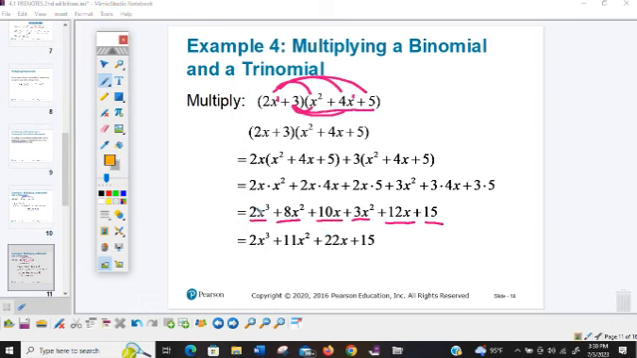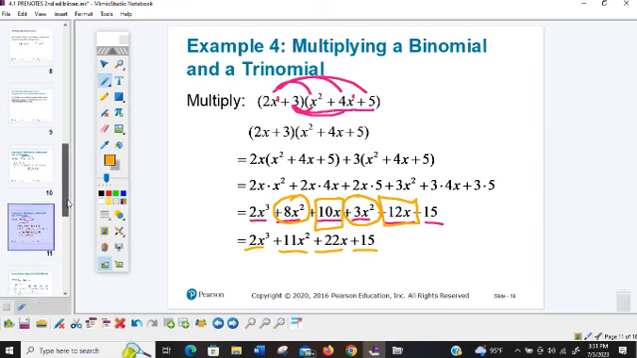So let's see. I don't have any other x cubes, so I'm going to bring that down. I have 8x squared plus 3x squared. That's going to give me 11x squared. I have 10x plus 12x, and that's going to give me 22x, and then I have no other numbers, so I bring down that positive 15. So the answer would be 2x cubed plus 11x squared plus 22x, and then plus 15.